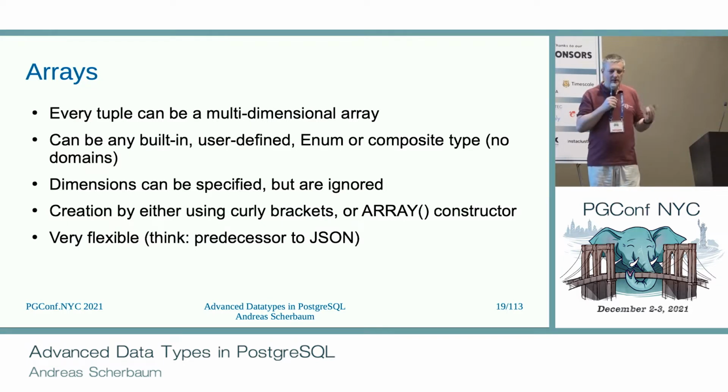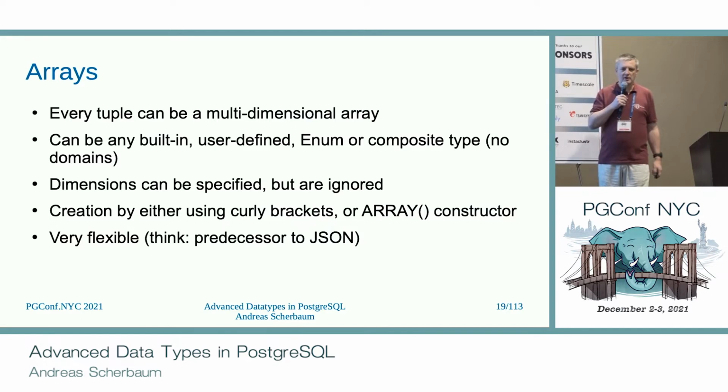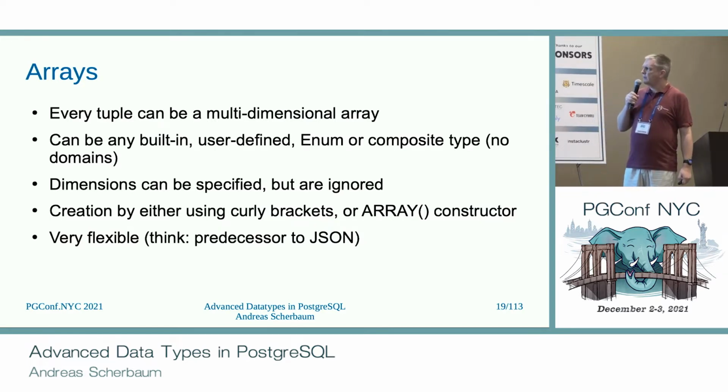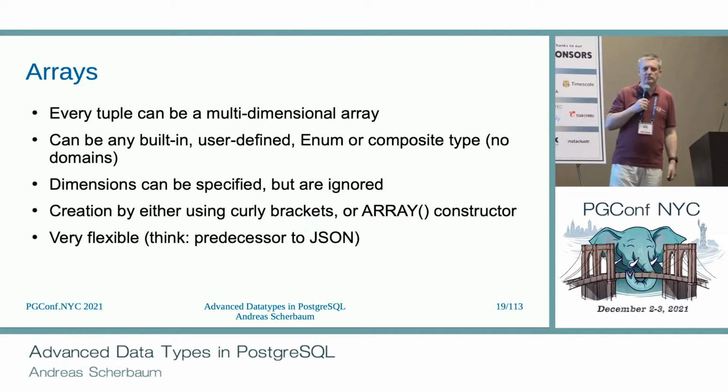Basically, every tuple you have in Postgres can be a multidimensional array. It can be user-defined, it can be an Enum composite type, but it cannot be a domain. You can specify dimensions in Postgres, but they are ignored, at least for arrays. A couple different ways how you can create an array, and I will show you examples. Before we had JSON in Postgres, this was basically the go-to way to group data together. Now these days, you less and less see arrays. Most people actually move to JSON.